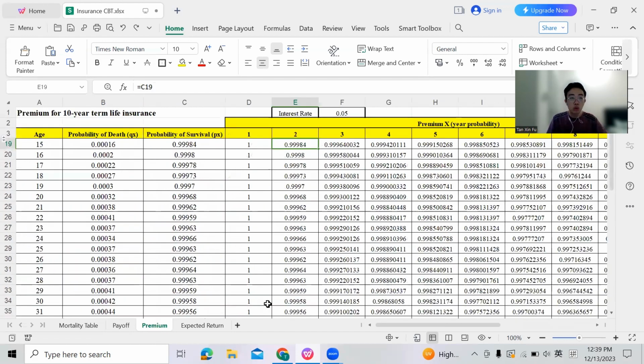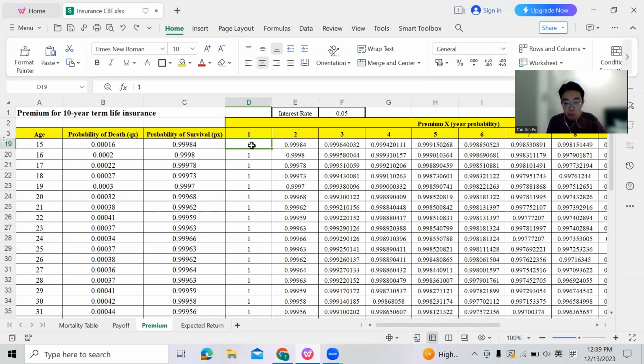After that, we look at the table of premium for 10-year term life insurance. When a policyholder purchases an insurance, they should pay a premium each year during the term of insurance. Hence, we need to calculate the present value of the probability of premium being paid so that we can construct the price of premium. First, we need to calculate the probability of premium being paid by a policyholder. The premium should be paid at the beginning of the year so that the insurance becomes effective.